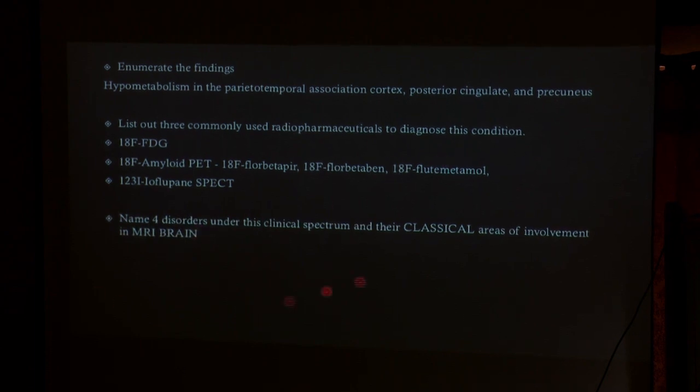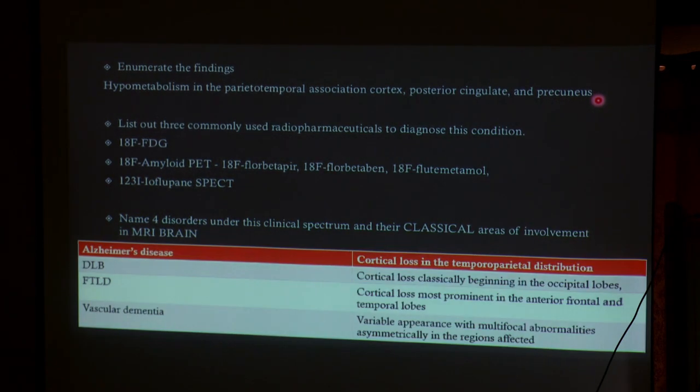So the 4 disorders under this spectrum are, like we already know, Alzheimer's, dementia with Lewy bodies, FTLD, and vascular dementia. We have different areas of uptake and cortical loss, hypometabolism in each of these conditions. In Alzheimer's, the cortical loss begins in the temporoparietal distribution. In dementia with Lewy bodies, it begins in the occipital lobes predominantly. In our case, it was in the temporoparietal region. And in FTLD, like we know, it's frontotemporal, so the loss will be seen in the frontal or in the temporal. So we can actually narrow it down with the help of that.